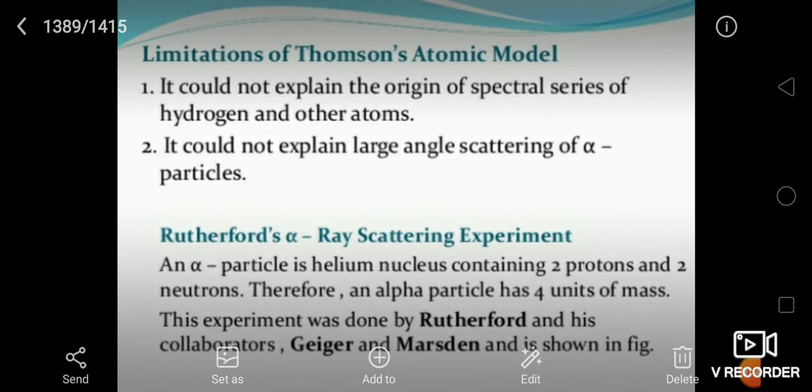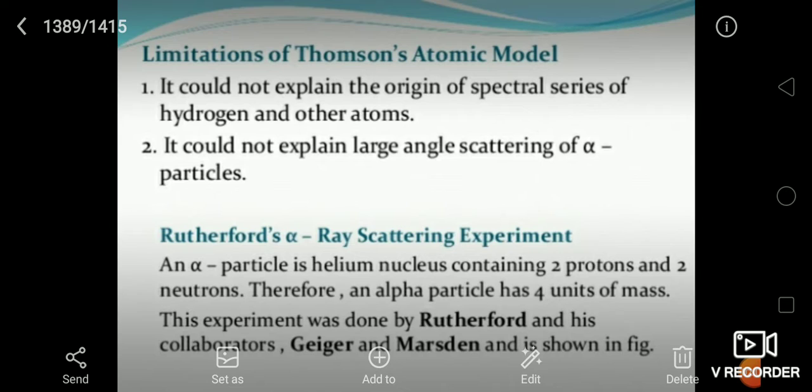Limitations of Thomson's atomic model. It could not explain the origin of spectral series of hydrogen and other atoms. It could not explain large angle scattering of alpha particles.